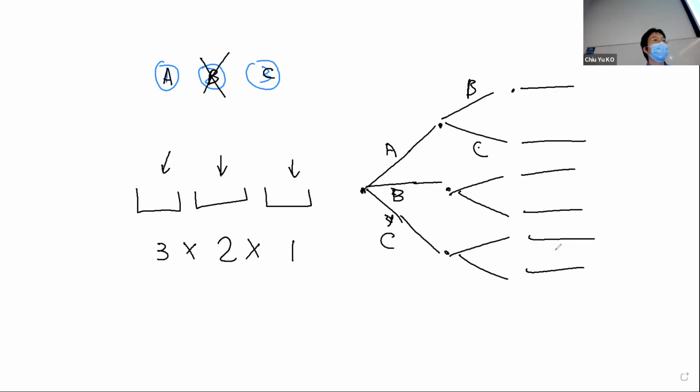So you can see the last one is always 1. Here you have 2 ways, and there are 3 ways at the start. So that's why 3 times 2 times 1. Is that clear how we have n factorial in general? I hope that is clear why we have this.